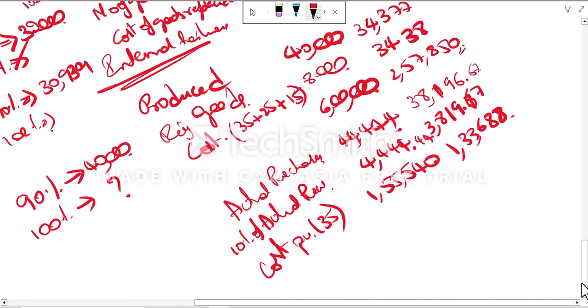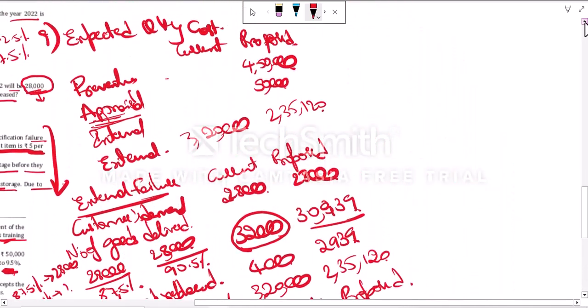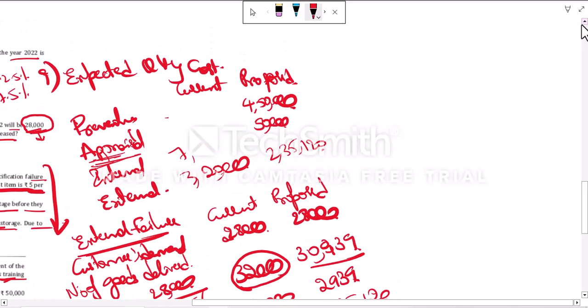So 4,444.44 into 35 in the sense 1,55,556. This is also internal cost. What is the internal cost? 6 lakhs plus 1,55,555 means 7,55,556. Next.